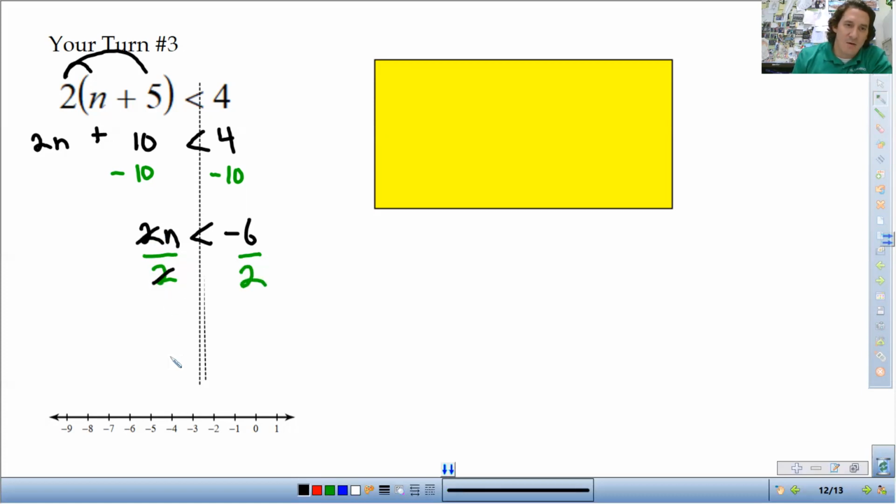These 2's cancel out. I get n. Again, I do not flip the inequality here. I divided by a positive 2. I know there's a negative over here, but that doesn't have any effect on whether or not we flip the inequality. I'm dividing by a positive 2, so I do not flip. So I get n is less than negative 3. So I graph it. I put an open circle at negative 3, and I need to shade in the values less than negative 3. That's going to be to the left.